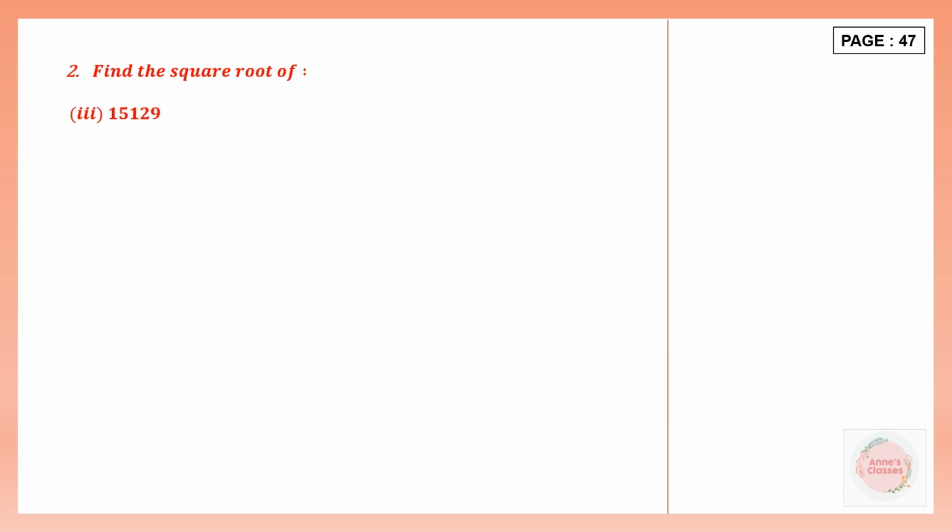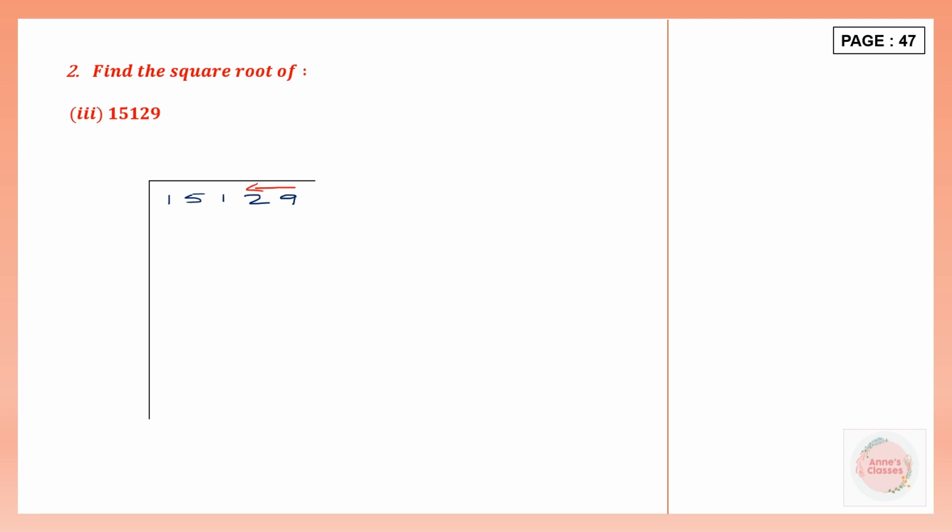Question 3. Here we have 15,129. So let's begin. Let's draw the lines and be ready. Now we need to put this number inside. The number is 15,129. So next step is pairing them from right to left.